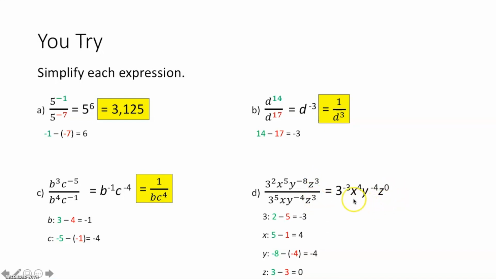Now, anything with a negative exponent has to go to the denominator. So we take this 3 to the negative third and the y to the negative fourth, move it to the denominator where they get positive exponents now. And the z to the 0 turns into 1, right? Anything to the 0 power turns into 1. So it technically goes away because you're multiplying by 1. So your final answer looks something like this.